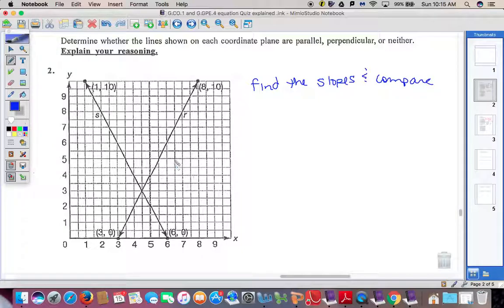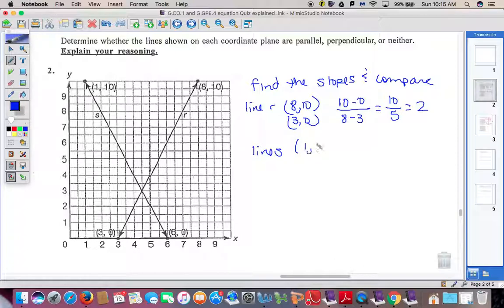Okay, so if we found the slopes of each of these, let's look at line R. I'm given my ordered pair is at 8, 10, and my second ordered pair is at 3, 0. I would subtract my y values from each other, so I have 10 minus 0 divided by 8 minus 3, so I have 10 over 5, which is 2. Now if I look at line S, my two ordered pairs are at 1, 10 and 6, 0. So 10 minus 0 divided by 1 minus 6. 10 minus 0 is 10, 1 minus 6 is negative 5. So I have a negative 2.